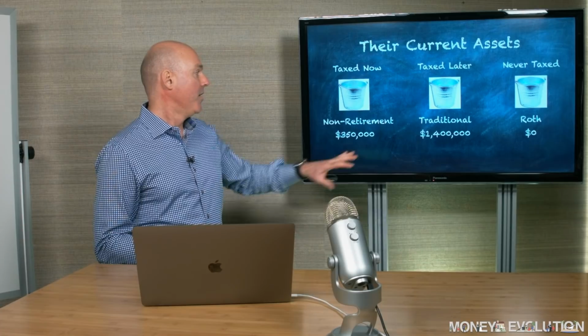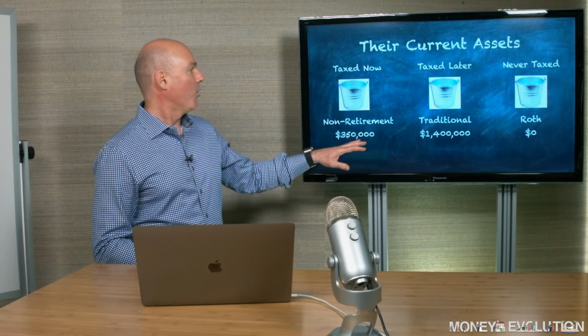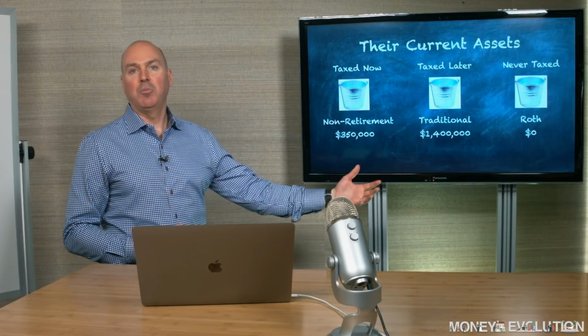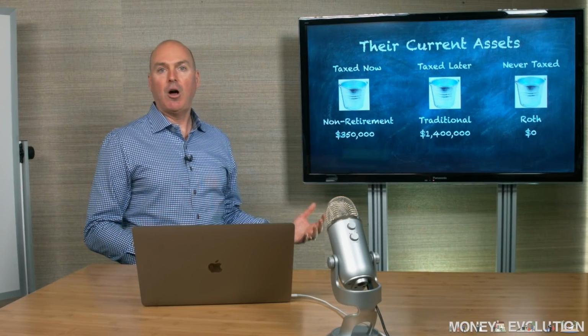In fact, that's what we typically find, is that a lot of people have the majority of their retirement assets in that traditional bucket. So $1,400,000 there, and that's money that typically gets contributed on a pre-tax basis, grows tax deferred, but then ultimately you'll pay taxes on whatever you withdraw out of that account in retirement. That's also going to be the accounts that are going to be subject to those RMD rules, which we're going to talk a little bit more about as well.